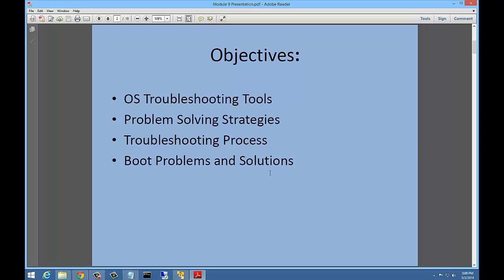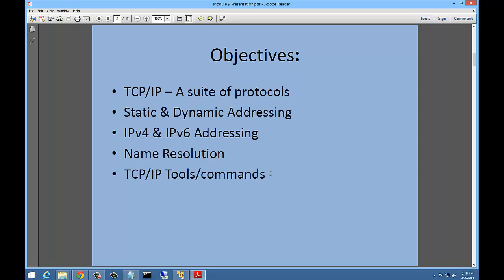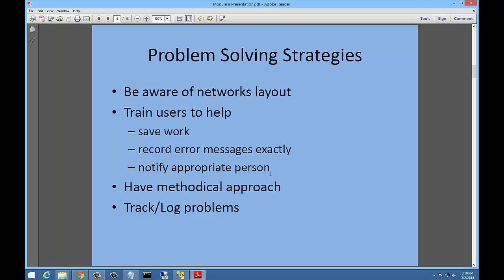So Module 9 is going to be all about troubleshooting, operating system troubleshooting tools, problem-solving strategies, troubleshooting processes, boot problems, and solutions. And your lab will be reflected in all these different tools that we learned about in previous modules and how to use them to help you troubleshoot issues. We're going to talk about TCP/IP and different types of addressing, name resolution, and the tools we'll review one more time for this particular lab.